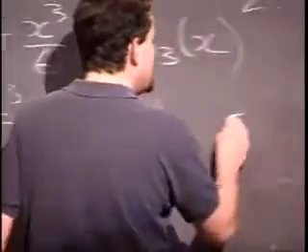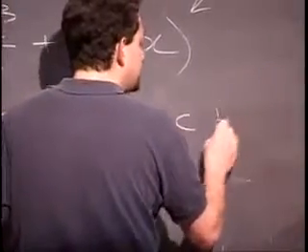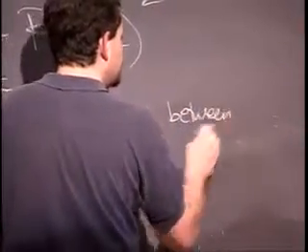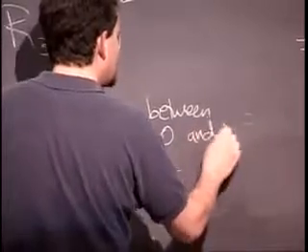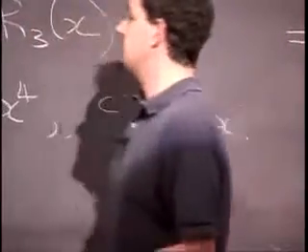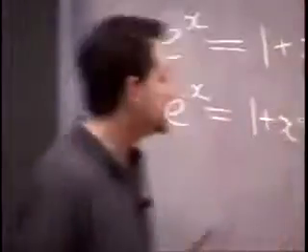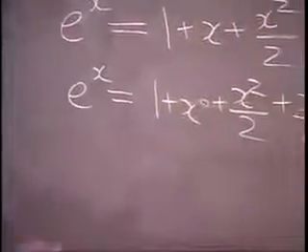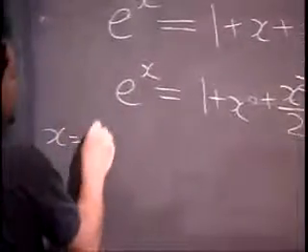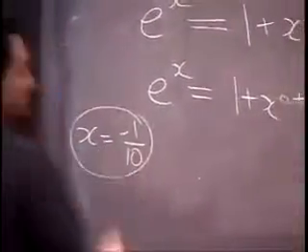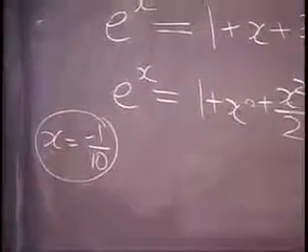The only thing that I have to tell you is that c, again, is between 0 and x. And you say to me, what good is this? After all, you don't know what c is, so how does that help you find e to the x? Well, it doesn't, but it helps you see how good you are. If I put in x equals minus a tenth, let's see what happens. So this is the final sort of point I want to make.